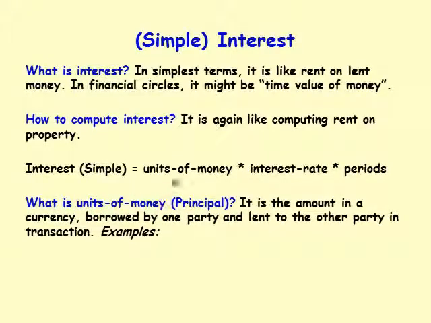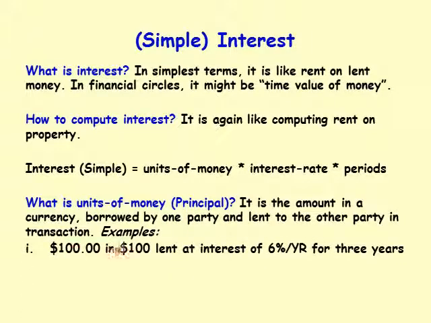What are units of money in this question? We call it principal or principal value. It's the amount in a currency borrowed by one party and lent to the other party in a transaction. Here's an example: $100 lent at interest of 6% per year for 3 years. Here all three terms are stated.